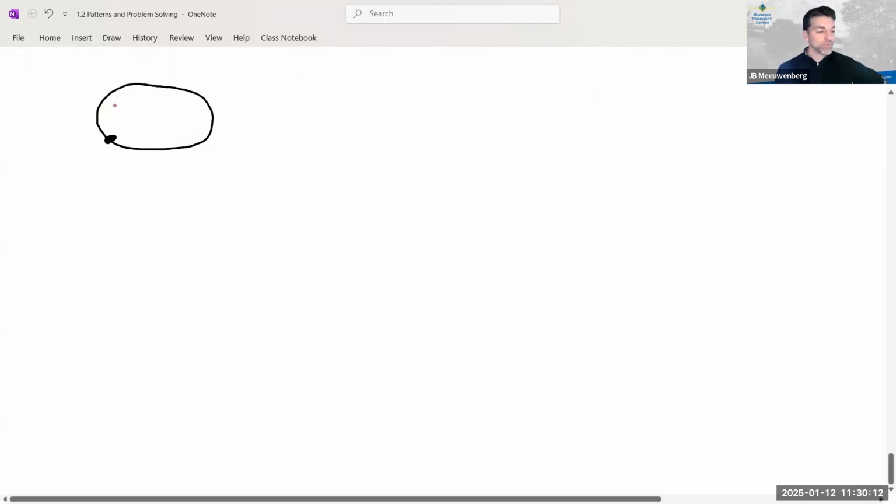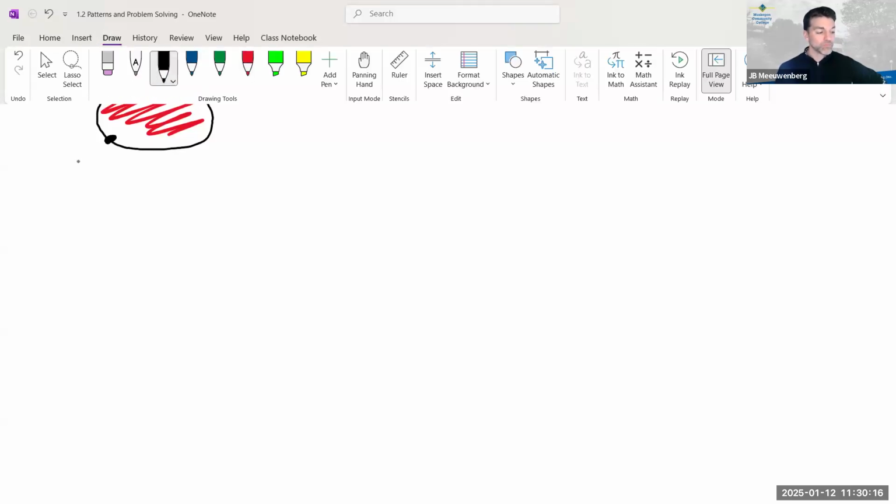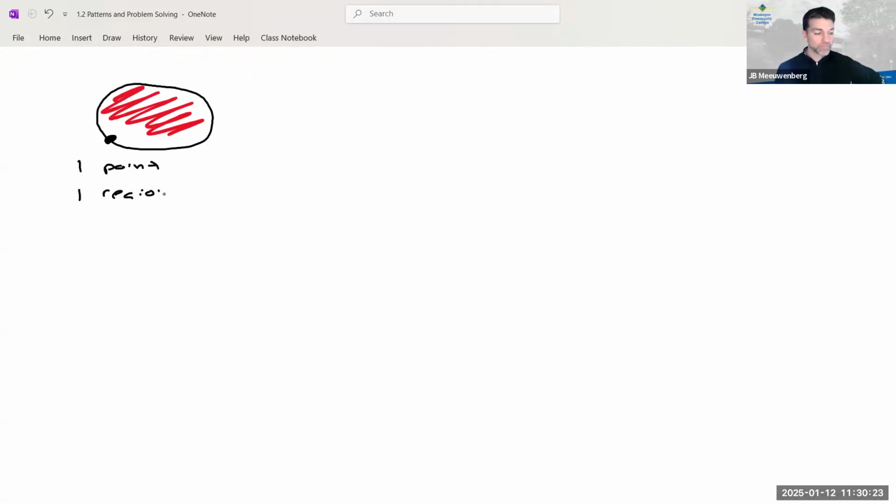If I put 1 dot, 1 point, how many regions do we have? 1 region. Okay, let's do it again. I make another bad circle. That's an awful circle. And I put a dot here and a dot there. And then we connect them. I don't think I said that before. We're connecting the dots. We have 2 points here. How many regions do we have?